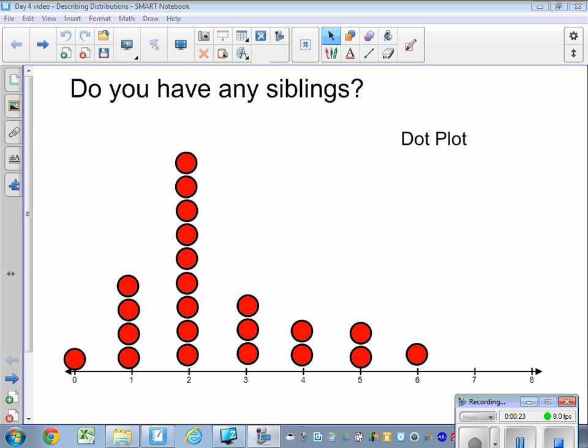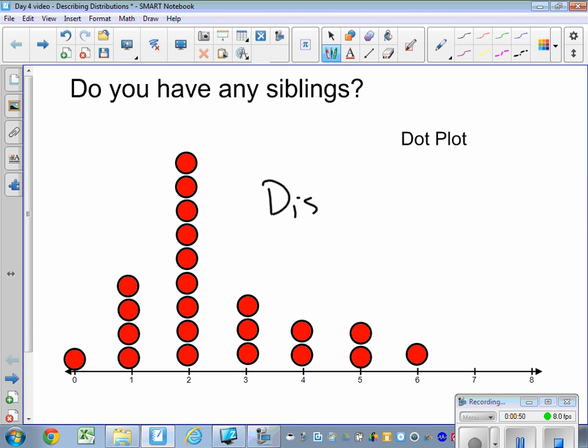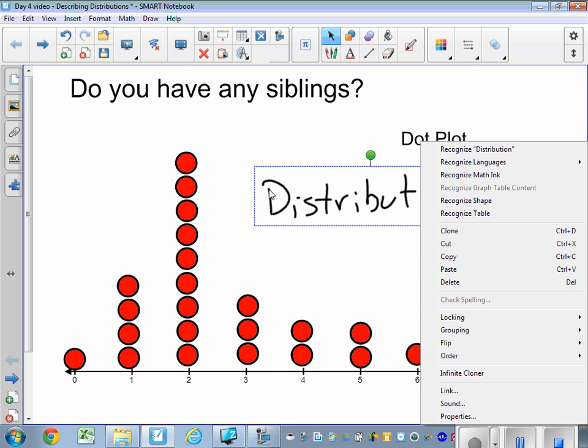4 of them had one brother or sister. 1, 2, 3, 4, 5, 6, 7. Hold on. 9 of them had 2 brothers or sisters. 3 of them had 3 siblings. 2 of them had 4 siblings. 5 had 2 siblings, and 6 had 1 sibling. And so this graph, this dot plot, is what we refer to as a distribution. And this is a visual representation of our data, a distribution.